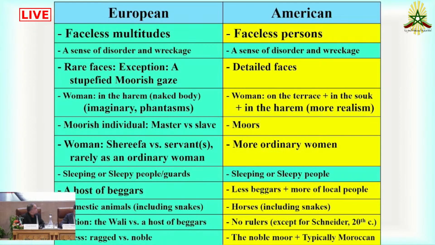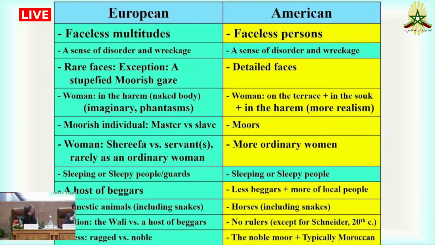This is the difference that we have between European and American. So we have in Orientalist, I'm talking about Orientalist paintings based on imagination and fantasies, faceless multitudes. Whereas in the Americans, you have persons with faces. A sense of disorder and wreckage, which means similarity. Bare faces, exception, a stupefied Moorish gaze. In American, we have more detailed faces.